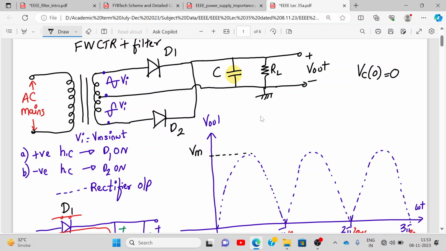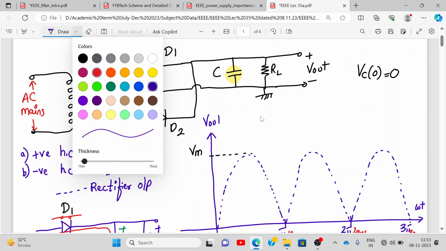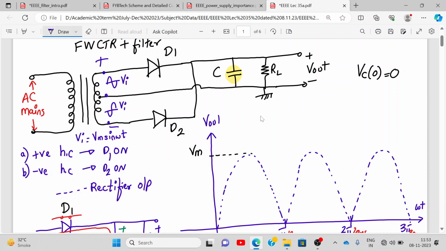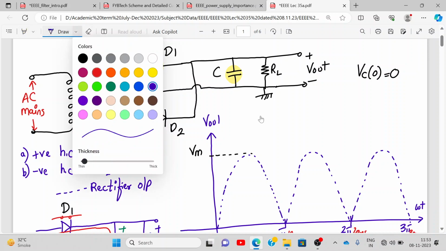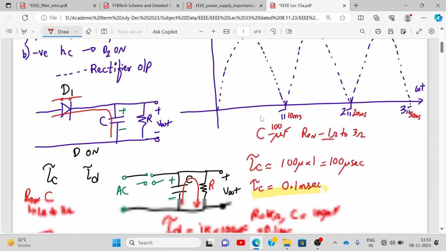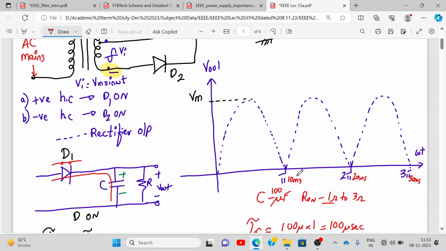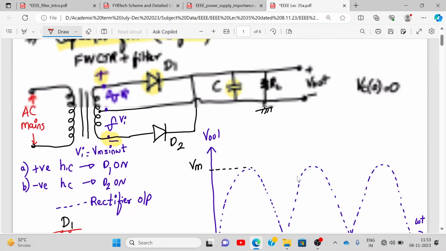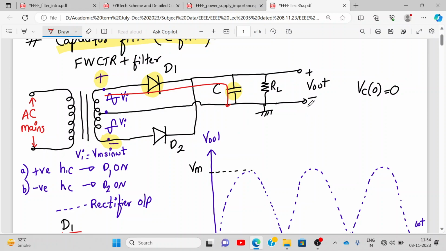Now your diode D1, I'm not writing anything, I'm just explaining. During the positive half cycle, listen carefully, this is positive and this is negative, which will make diode D1 on. So D1 becomes on. Where will the current start flowing? To the capacitor. As soon as the current starts flowing to the capacitor, it starts charging instantaneously. How much time does it take? 0.1 millisecond. And this is 10 millisecond. So the charging is the same as what appears at the output.